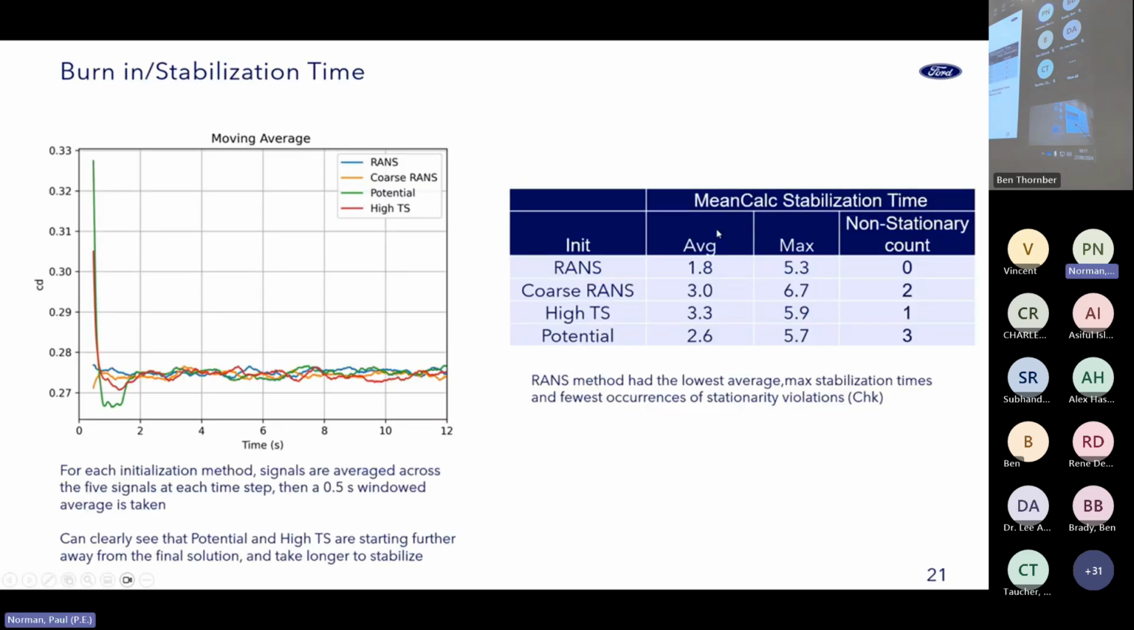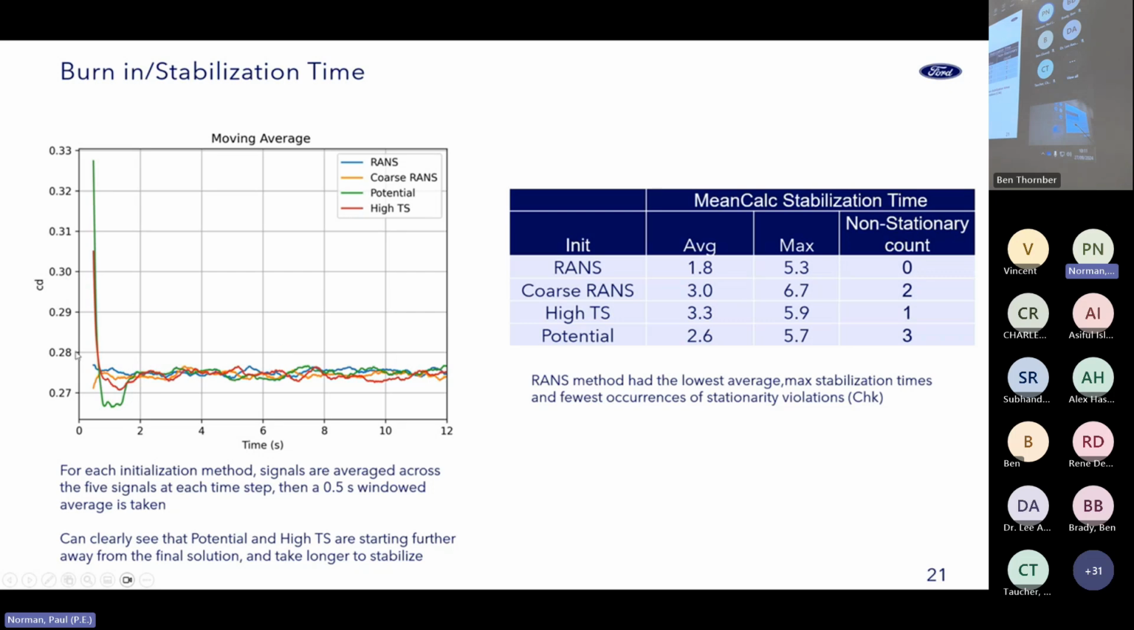Finally, looking at the burn-in and stabilization time, there's a lot of different ways to look at this. Kind of qualitatively, just to eyeball the plots, what I did is for each initialization method, I averaged across all 5 time series and then took a 0.5 second windowed average. And you can see the burn-in pretty clearly here for potential flow. It starts pretty far away from the solution. There's this huge overshoot, and it takes like 2 seconds to reach a stabilized state.